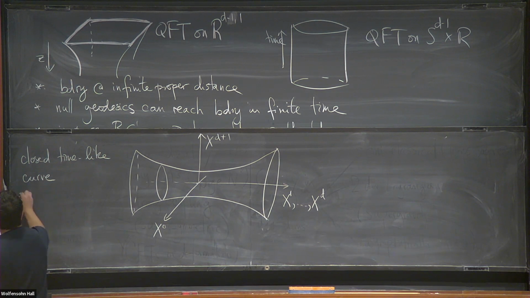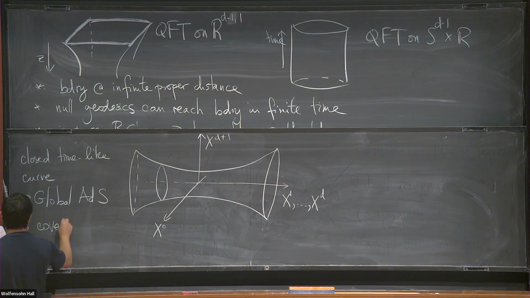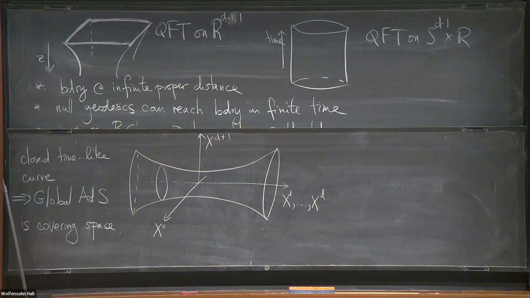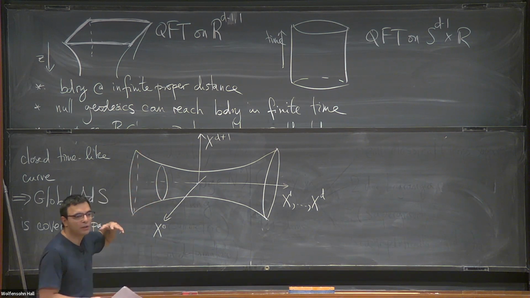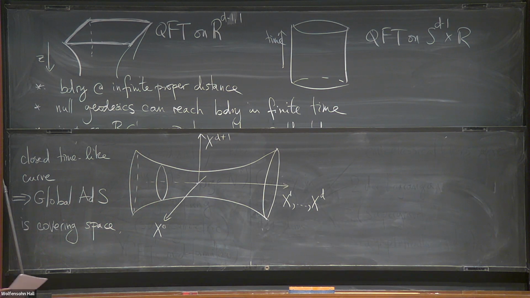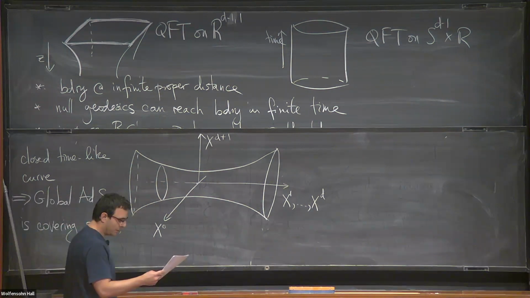Which implies that what's called global AdS is the covering space of the hyperboloid. So essentially we'll unravel this hyperboloid. We parameterize it with some coordinates, and then some coordinate t will be periodic, and instead of having t periodic, we just make t run over the entire real line.